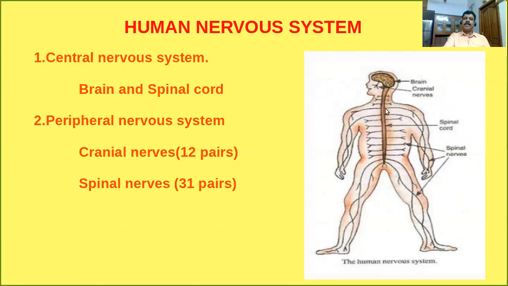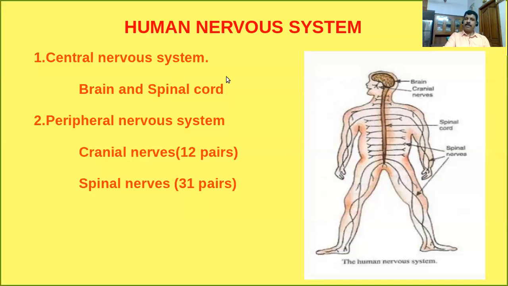That means, dear students, there are about 12 pairs of cranial nerves. What is the meaning of cranial nerves? The nerves arising from the brain we can call cranial nerves. There are about 12 pairs of cranial nerves and 31 pairs of spinal nerves. Today, I am going to discuss in detail the central nervous system.